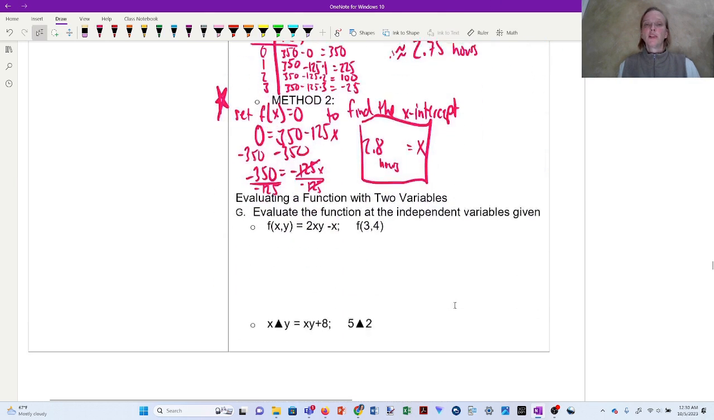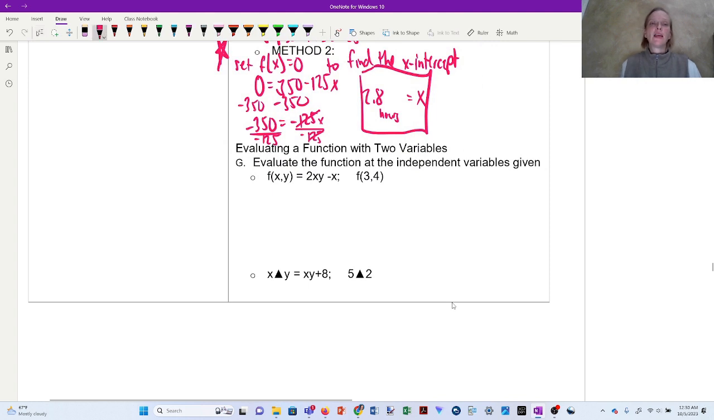There's one more type of problem we need to look at, and that is evaluating functions that have two variables in them. Again, this has its own special kind of notation. f of x and y. So I'm not just saying f of x anymore, I've got x and y in parentheses. And that means I'm inputting two variables. I'm inputting an x variable and I'm inputting a y variable to see what I get.